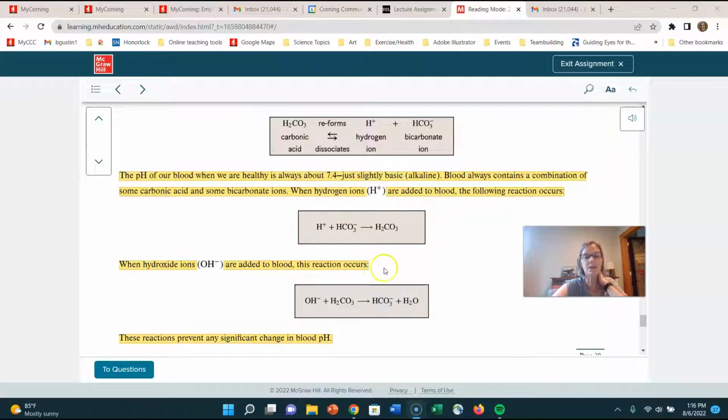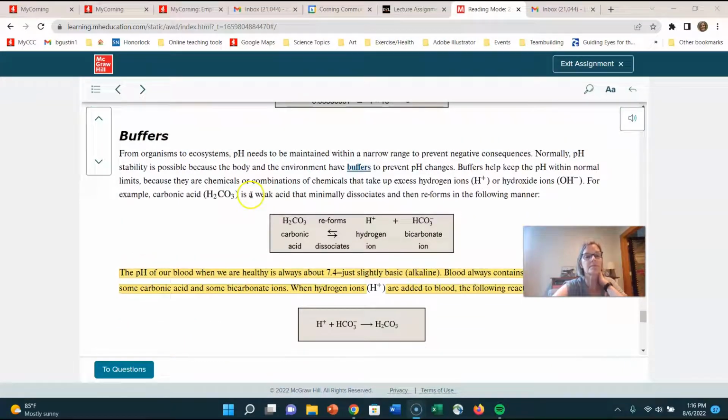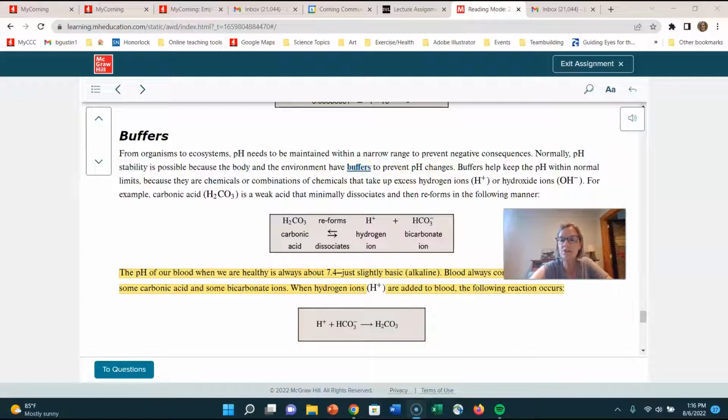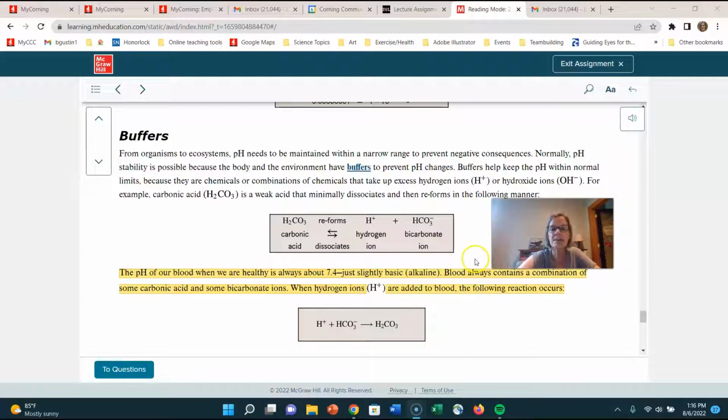The last concept I wanted to touch on is the concept of a buffer. And it tells you here that buffers prevent pH changes. Now, most of the time when we're talking about the human body, pH is around 7.4. It says it right here. The pH of our blood and most of our internal body fluids is around 7.4. And so we have chemicals called buffers in solution in our blood and other body fluids that hold the pH to 7.4.